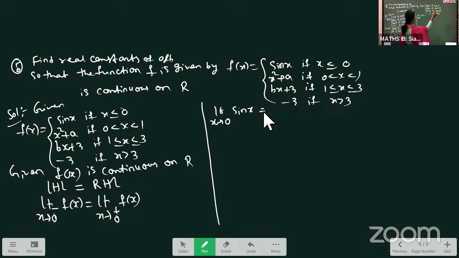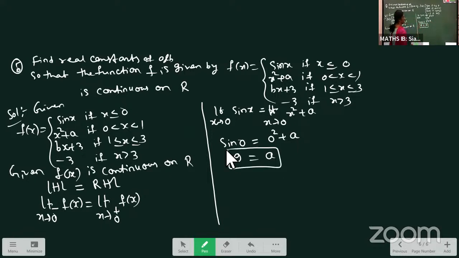When x is greater than 0, it is x square plus a. So limit x tends to 0, x square plus a. Now substitute: sin 0 is equal to 0 square plus a. We know sin 0 is 0, so 0 is equal to a. Therefore, a value is 0. This is one value. Totally, we have to find two values, one is a, the other one is b. By taking f of x is continuous on R, that is f of x is continuous at 0, we got a value is 0.